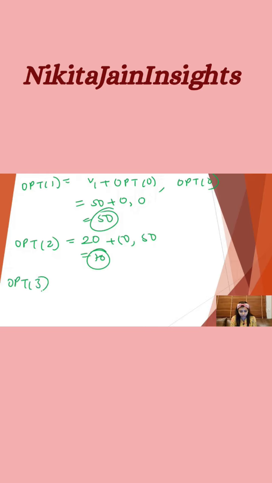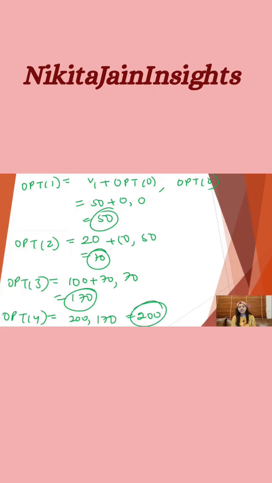Then opt of 3. Opt of 3 is 100 plus 70, and 70. So the maximum value is 170, which we select. Then opt of 4. Opt of 4 is 200 and opt 170. So the maximum value is 200. So this is our correct solution using the dynamic programming method.